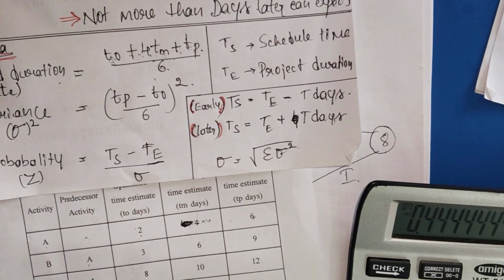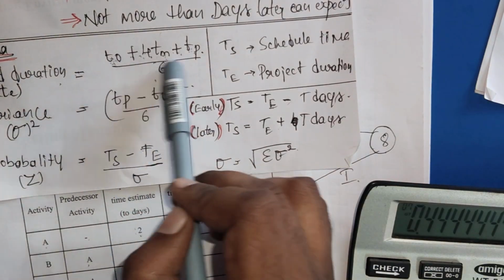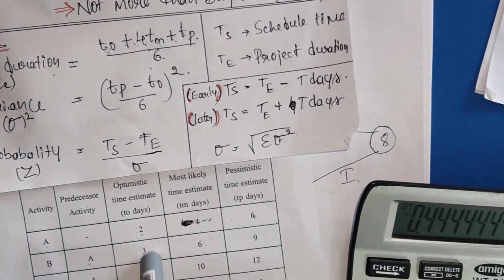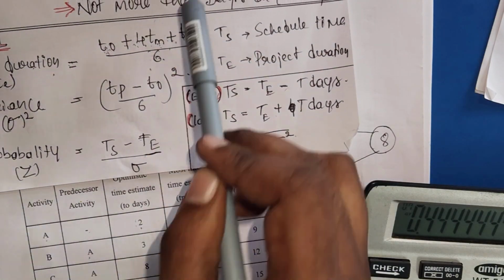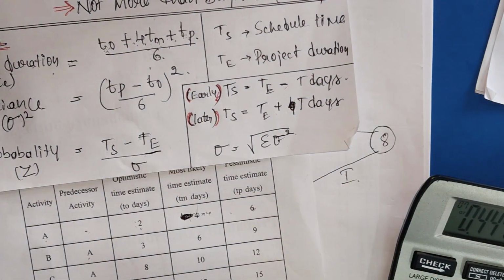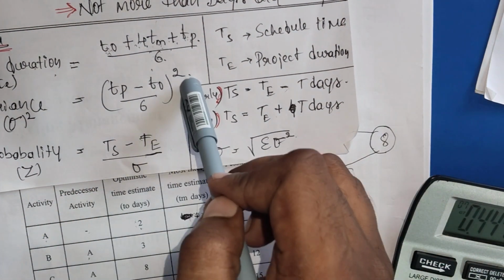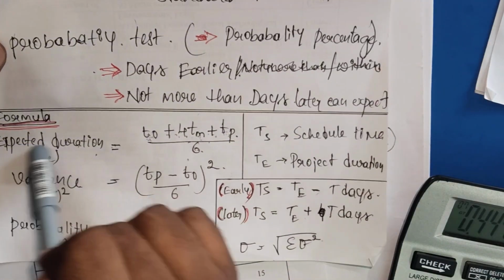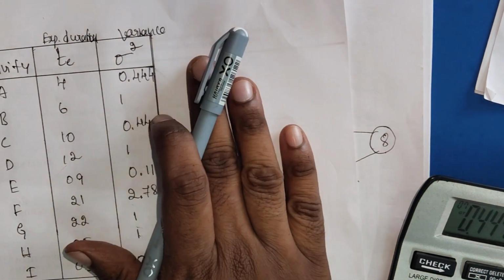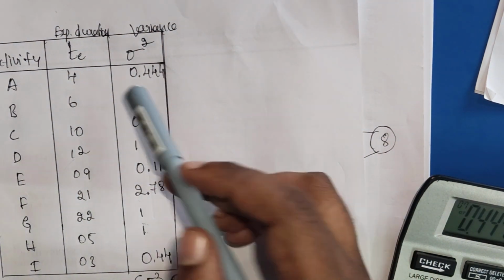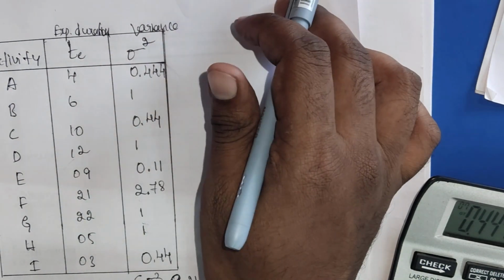Clear? So we are just applying this formula. Time optimistic is here, time most likely is here, and time pessimistic is here. We are just applying the formula in order to find the expected duration and then the variance. I already calculated this one. Here is the expected duration and then the variance. So the calculation of expected duration and variance is clear.